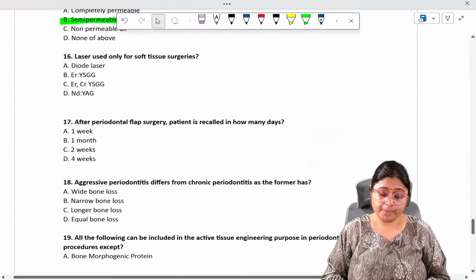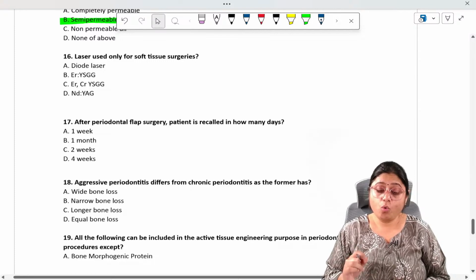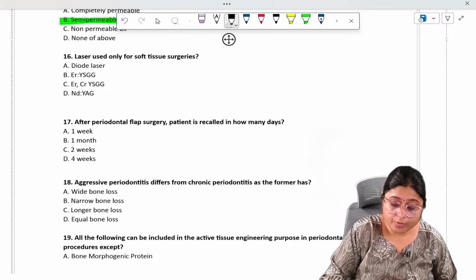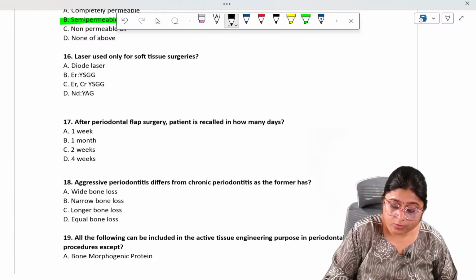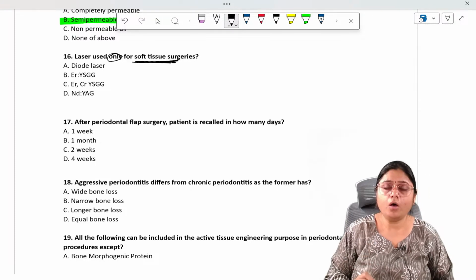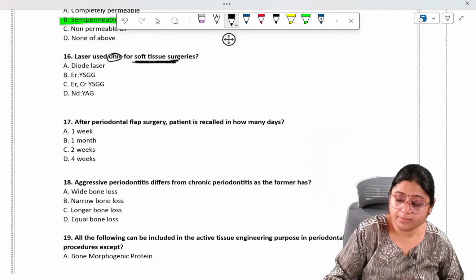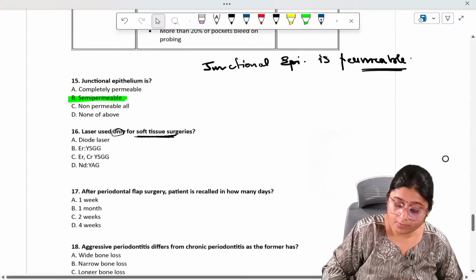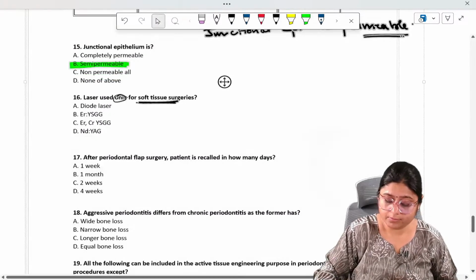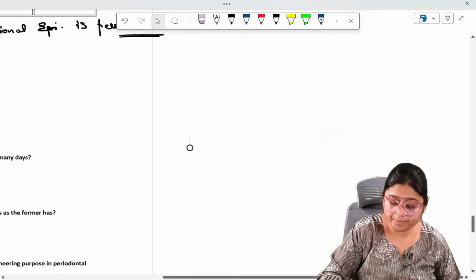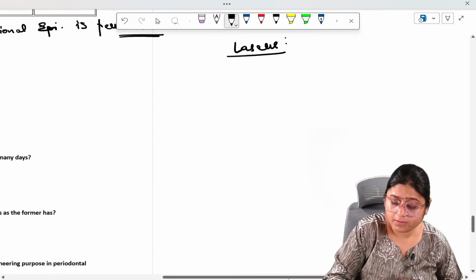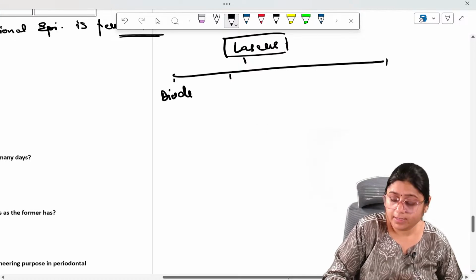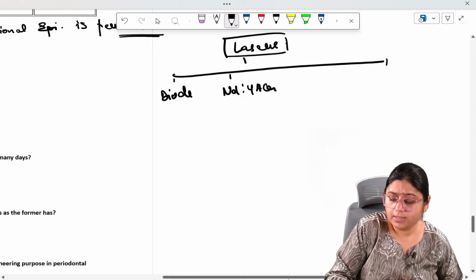Now, the next question. Laser used only for soft tissue surgeries. Only for soft tissue surgeries. Now, lasers, more importantly, the lasers which we study. I'll write it here. Lasers can be diode lasers. They can be Nd:YAG lasers. There can be erbium YAG.